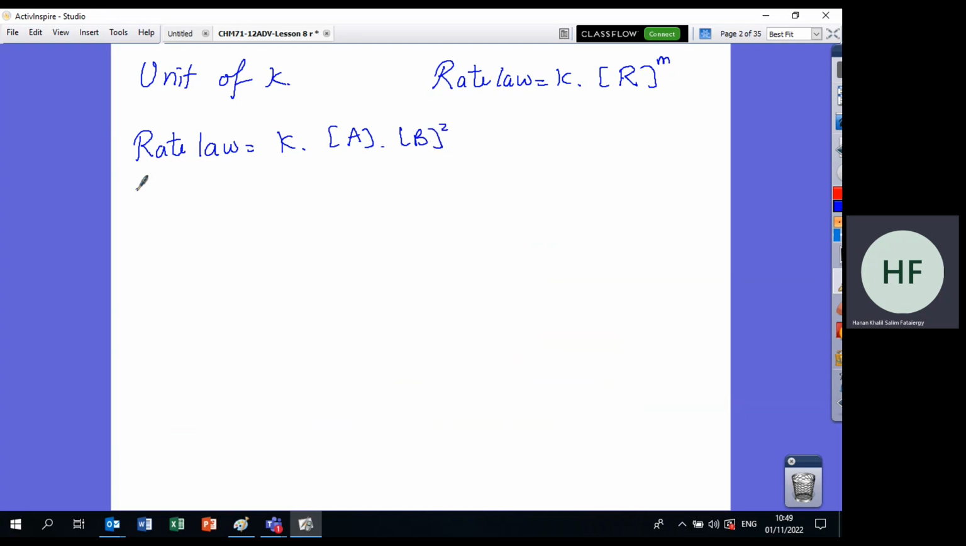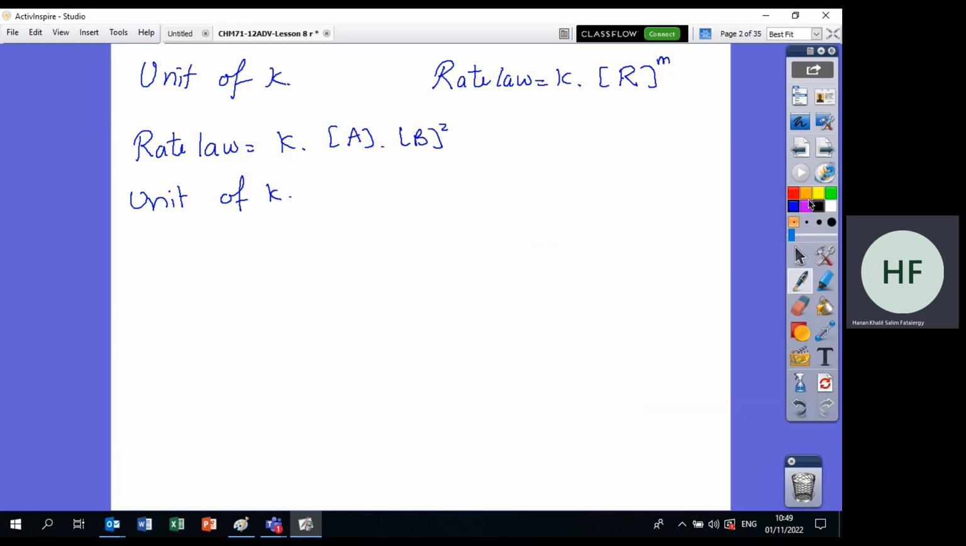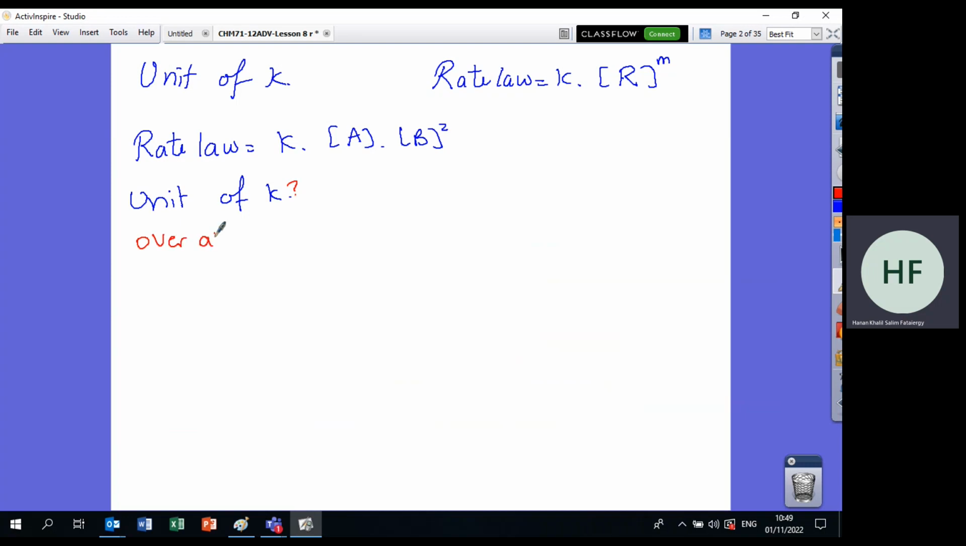Now if the question is, what is the unit of K? This question is common in all exams. What is the unit of K? First thing you would like to look at is the overall order of the reaction. The unit of K depends on the overall order. What is the overall order? The order of A is 1 plus the order of B is 2. 1 plus 2 equals 3. So the overall order is 3.